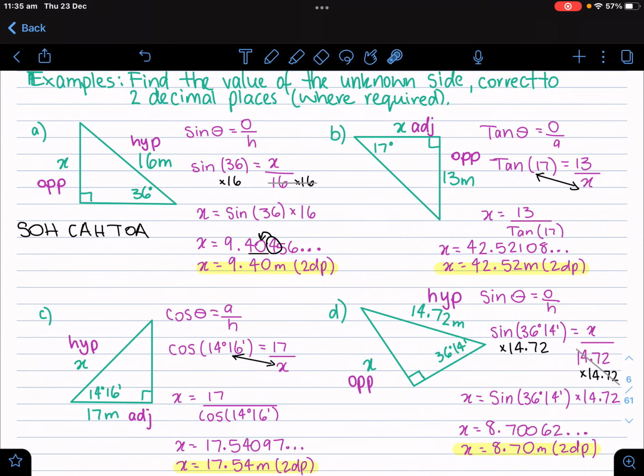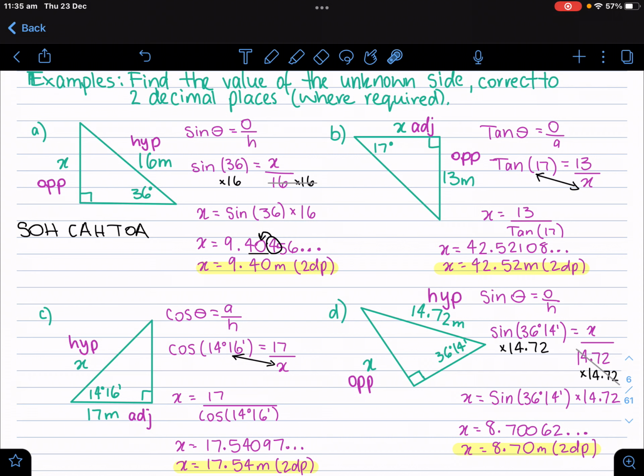With example C, again, step number 1 is to label the triangle. So opposite the right angle is my hypotenuse. Good. Opposite the angle is opposite, but I got nothing there. And the last side left is adjacent. And as you do this a few times, you'll get the hang of how to label a triangle.